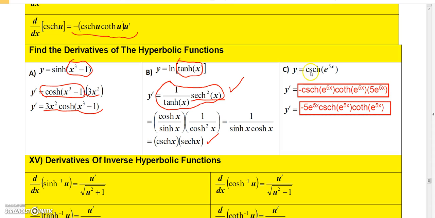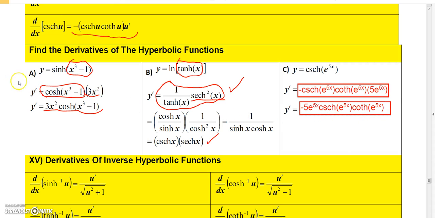So the derivative of hyperbolic cosecant of e to the 5x would be minus hyperbolic cosecant of e to the 5x times hyperbolic cotangent of e to the 5x, and then times the derivative of e to the 5x, which would be 5e to the 5x. Now in the last step, I just moved the 5e to the 5x to the far left, and I wrote it as minus 5e to the 5x times the hyperbolic cosecant of e to the 5x times the hyperbolic cotangent of e to the 5x. And that fixes it.